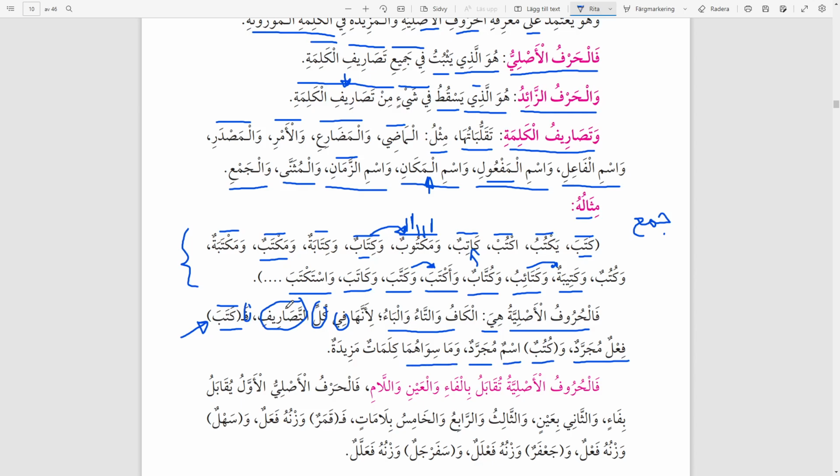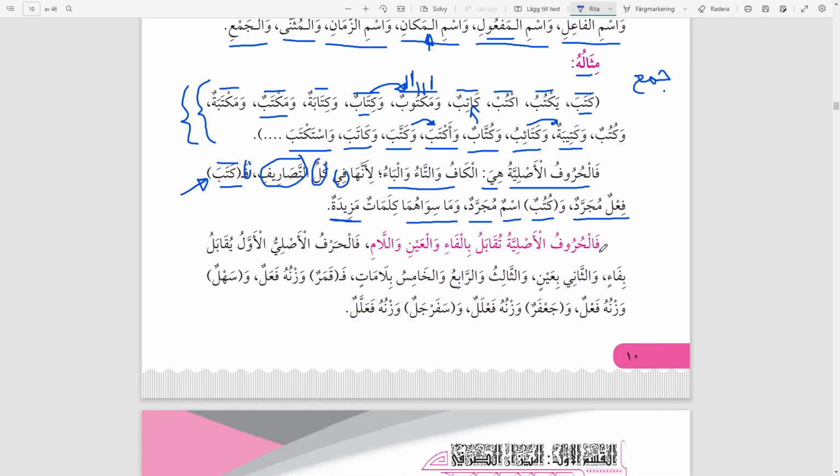وما سواهما, and all of the others of these words, كلمات مزيدة. They are almost increased words, words with extra letters. When I teach Arabic, I don't really go into the mujarrad and mazid that much, because I think it is of little practical importance, just for the record. فالحروف الأصلية, so the original or fundamental letters تقابل, they correspond with الفاء والعين واللام.